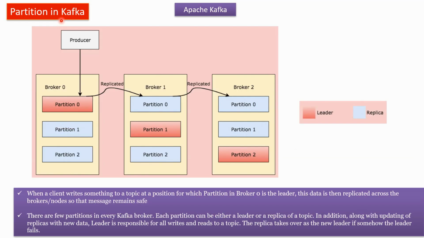Now we will see partitions in Kafka. Here you can see broker 0, it has 3 partitions. Here you can see broker 1, it has 3 partitions. Here you can see broker 2, it has 3 partitions. The partition in red color is a leader, and the partition in blue color is a replica. And here you can see the producer: whatever message is written to partition 0, which is the leader, will be replicated to partition 0 of broker 1 and partition 0 of broker 2.